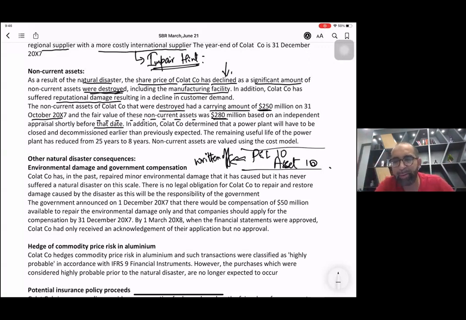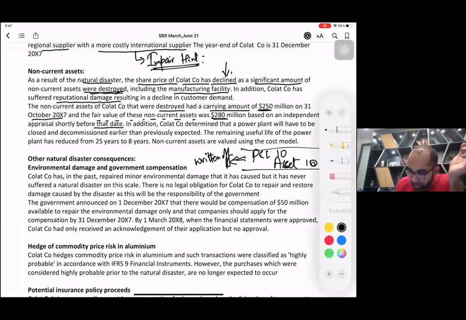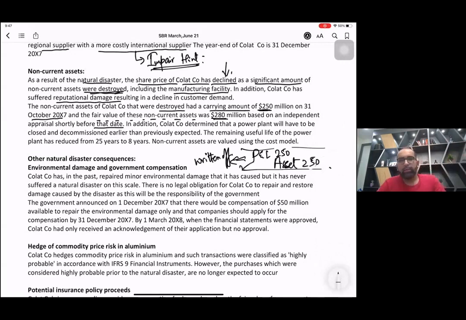How do we calculate recoverable amount? Value in use and fair value less cost to sell. You cannot calculate anything for this asset. Asset is no more. So no more value in use, no more fair value less cost. So it's better not to use the word impairment now. Just clean your books. Just make the entry: P&L debit 250 and that asset credit 250. That's it. This is for the next requirement.